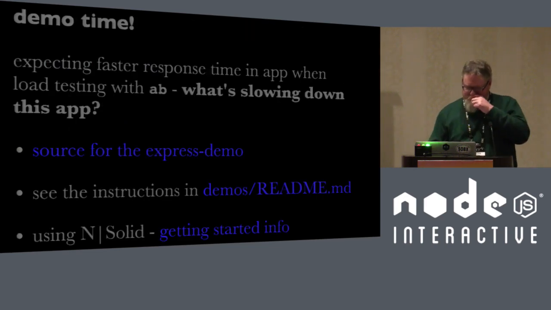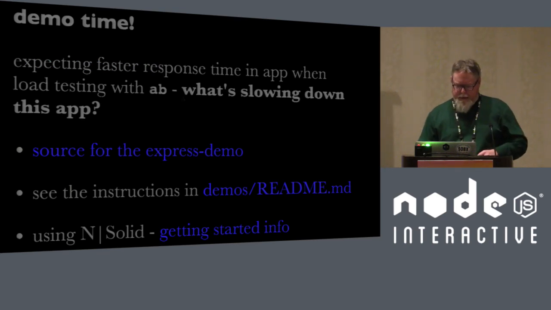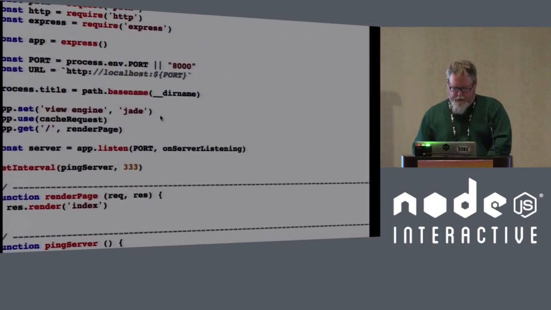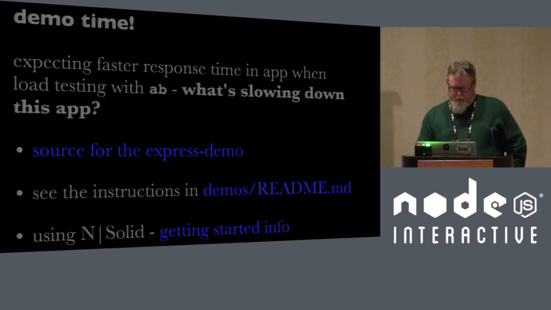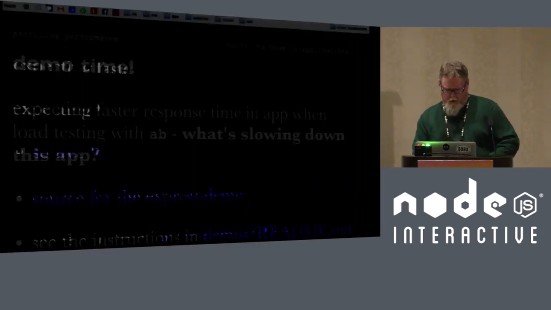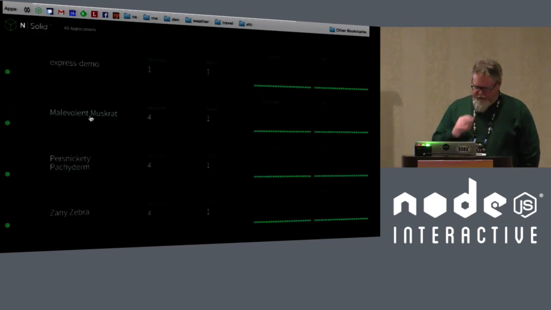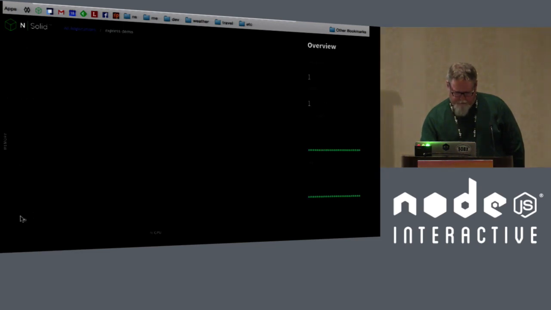So I'm going to show you a little demo right now, and the idea here is that there's some kind of a response time problem, and this is a very simple Express app. There's not a whole lot going on here. So let me switch over. So this is NSolid, and here's my Express app with all my other apps running.